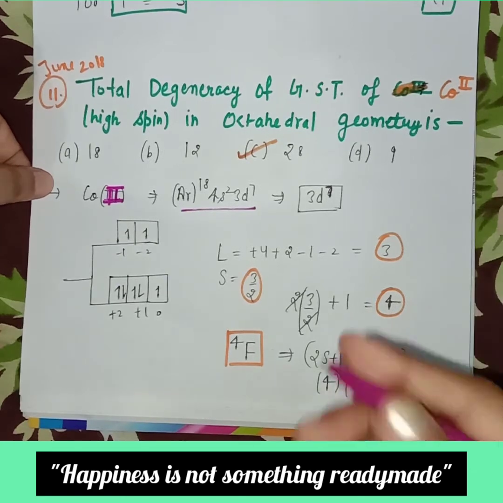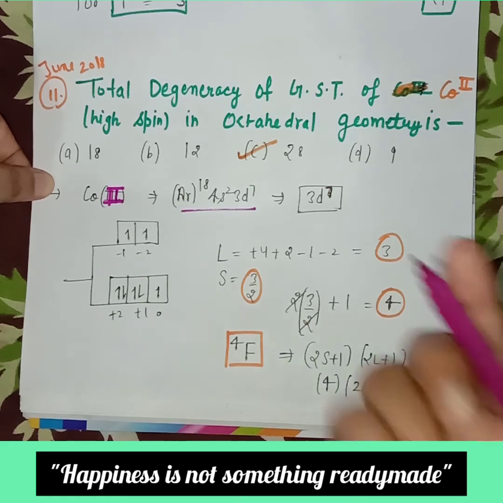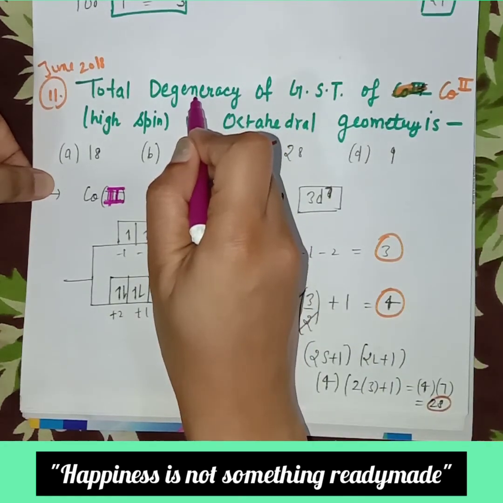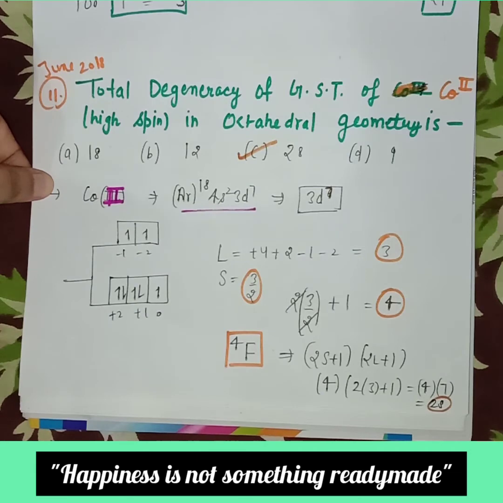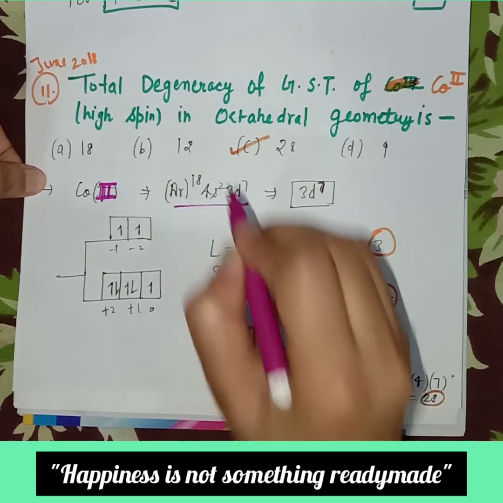Total degeneracy means the number of microstates, because the number of microstates is the number of ways in which we can arrange the electrons with equal energy, and that's also degeneracy. We have the formula 2S plus 1 into 2L plus 1. After calculating, it's 28.